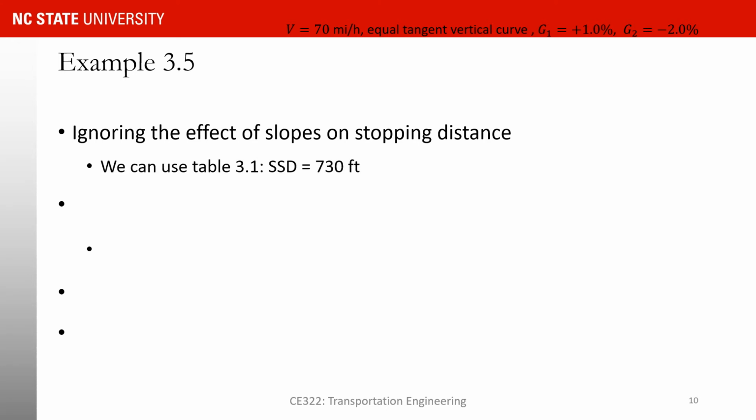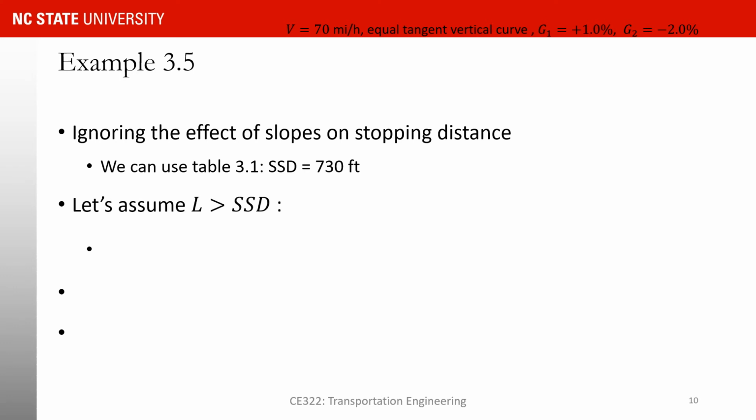So what we will be doing here is that, again, we're going to assume that the grade, or the slope, is 0. The design speed was 70 miles per hour. If you go to Table 3.1, you will see that the required stopping distance is 730 feet. That's the distance that you need as a driver to react and also to stop the car.